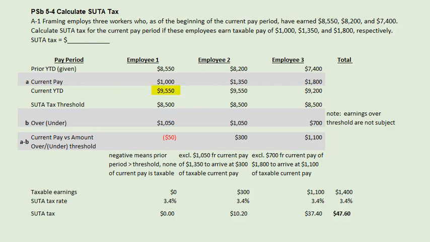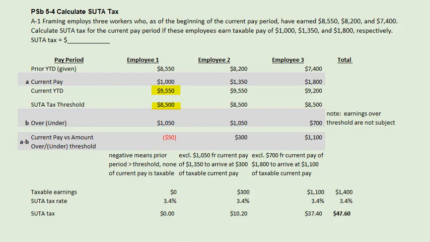What we need to do is compare the current year-to-date to the SUTA tax threshold of $8,500. The reason is that taxable earnings above the threshold will not be subject to SUTA tax. Then we want to see how much of the current year-to-date earnings is over or under the threshold.